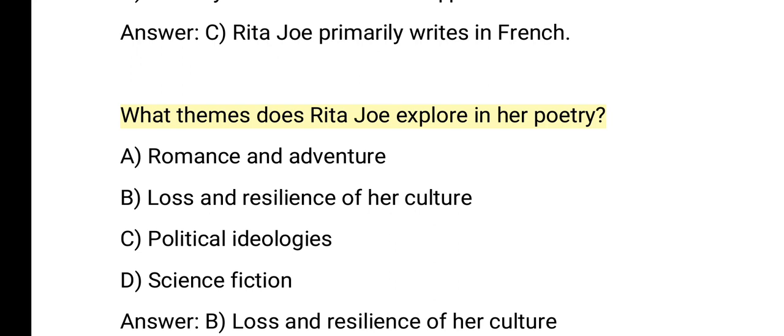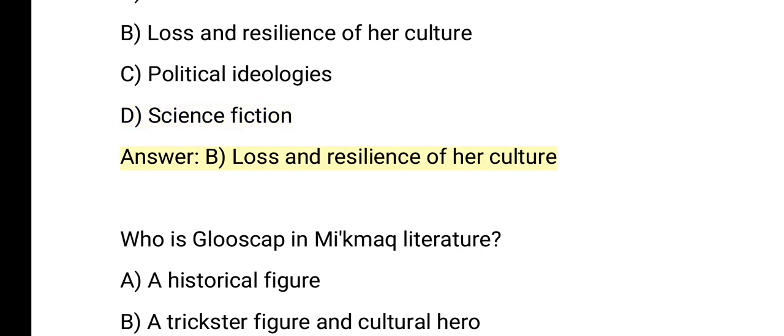What themes does Rita Joe explore in her poetry? A. Romance and adventure. B. Loss and resilience of her culture. C. Political ideologies. D. Science fiction. Answer. B. Loss and resilience of her culture.